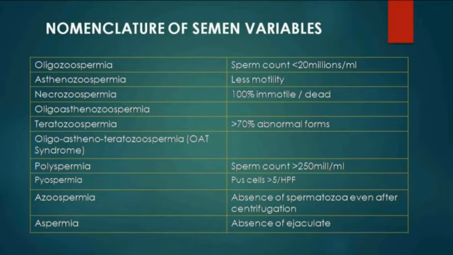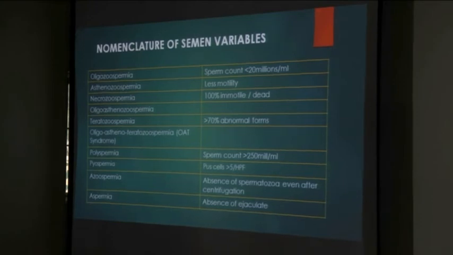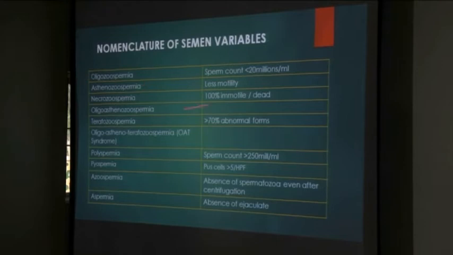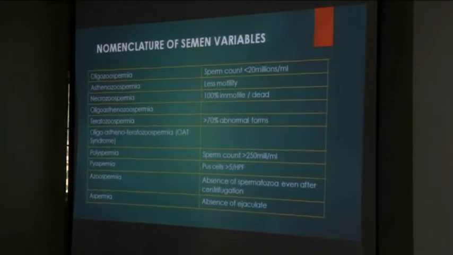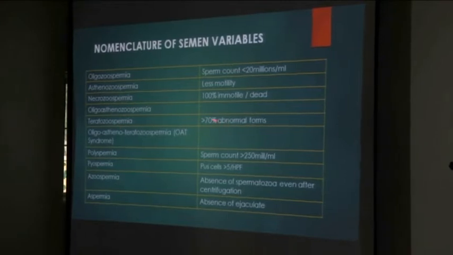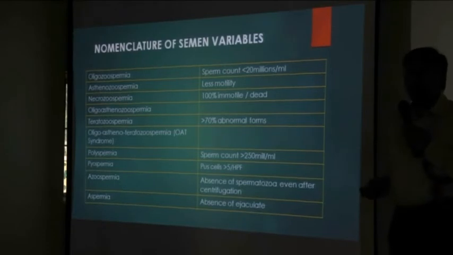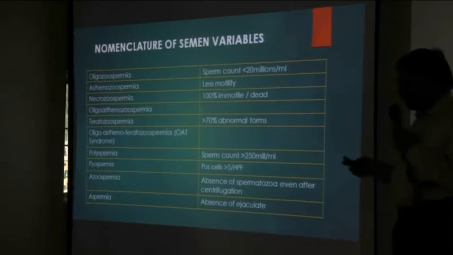Generally, what are the normal values? The sperm count should be more than 20 millions. That is a normal one. Less than 20 million we have to call oligozoospermia. And less motility we call asthenozoospermia. 100% immotile we call necrozoospermia. And then more than 70% abnormal forms we call teratozoospermia. And then polyspermia, more than 250 millions. Even a high count is abnormal only. More than 250 millions is called polyspermia, abnormal.